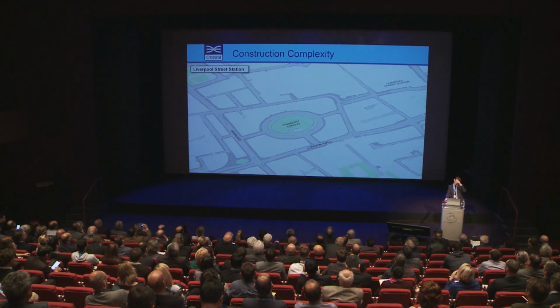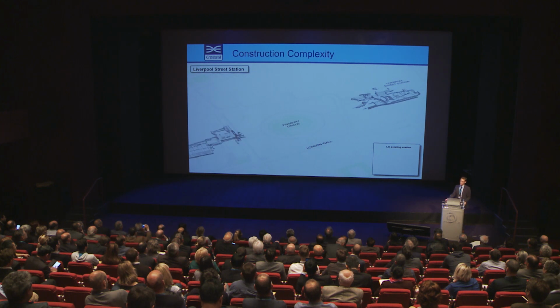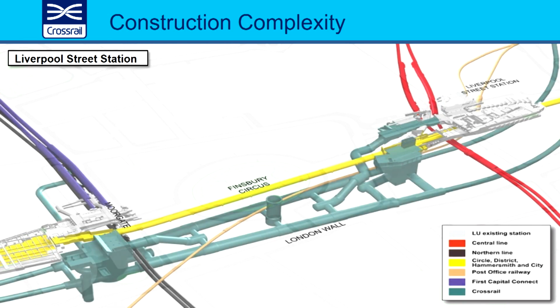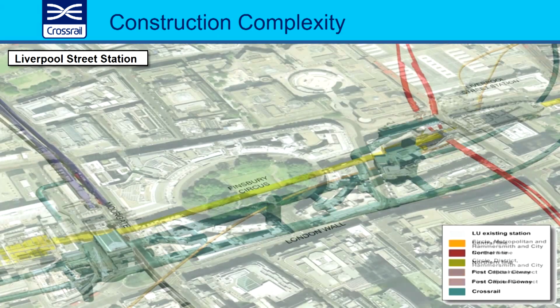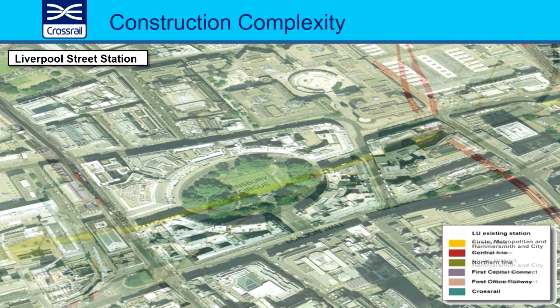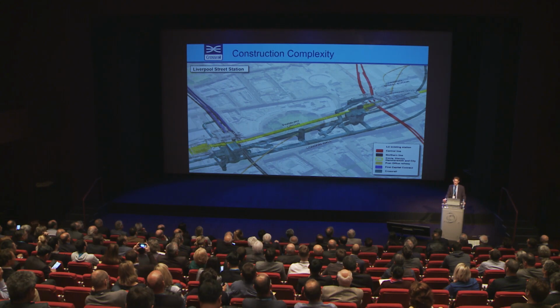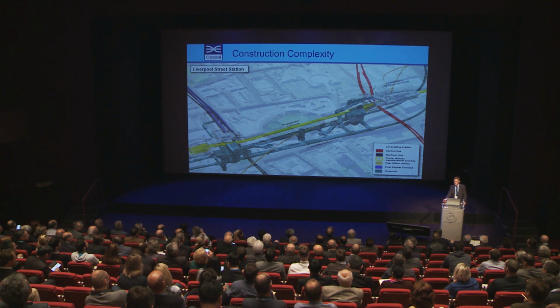So, the construction complexity. This shows Liverpool Street Station. These are existing London Underground stations. That's the Circle line, the Central line and the Northern line. And then there's the Crossrail station in the middle of it. As you can see, Crossrail spans 2 existing London Underground stations, and this is in the heart of the business district in London, with huge skyscrapers, deep piles, and very challenging construction.